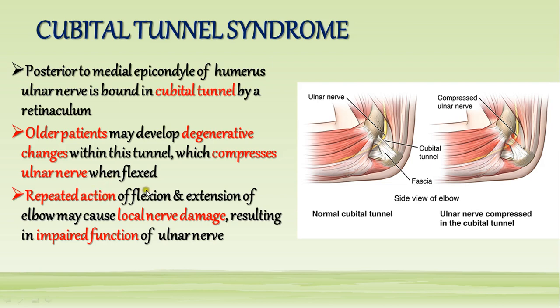The repeated actions of flexion and extension of the elbow may lead to local nerve damage resulting in impaired function of the ulnar nerve, and the condition is called cubital tunnel syndrome. So what is cubital tunnel syndrome? Simply, it is the compression of the ulnar nerve which passes in the cubital tunnel. How is the tunnel formed? It is formed by the medial epicondyle of the humerus and by the retinaculum, or you can say by the fascia.